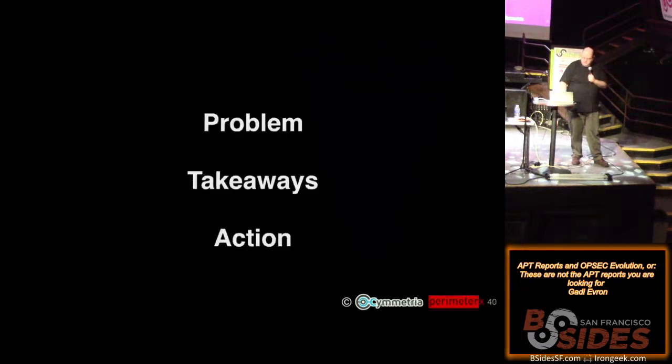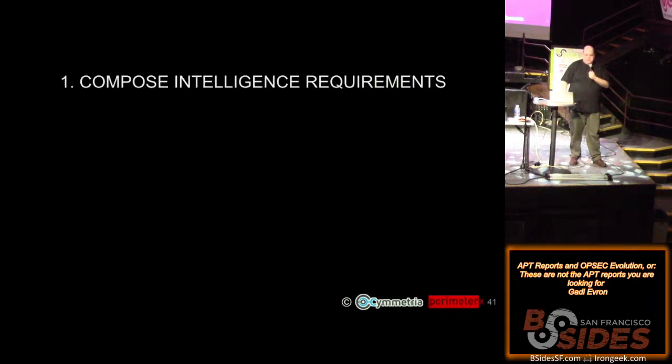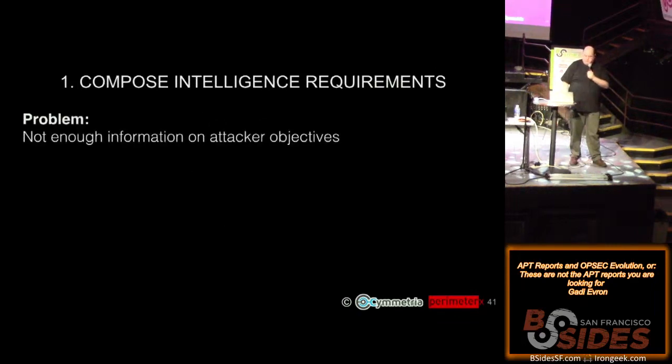So we're going to talk about problem, takeaways, and solution based on the simplified model we just created for all APTs, right? It's much more complex than that. So first of all, compose intelligence requirements. The problem is, not enough information. What are the attacker objectives? We don't always know, about RSA and Lockheed Martin. How can we get more of that?